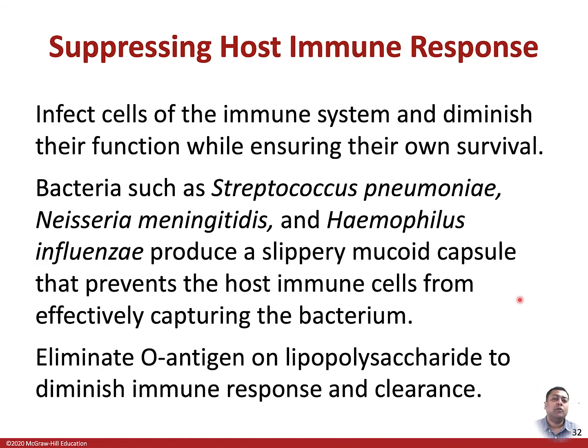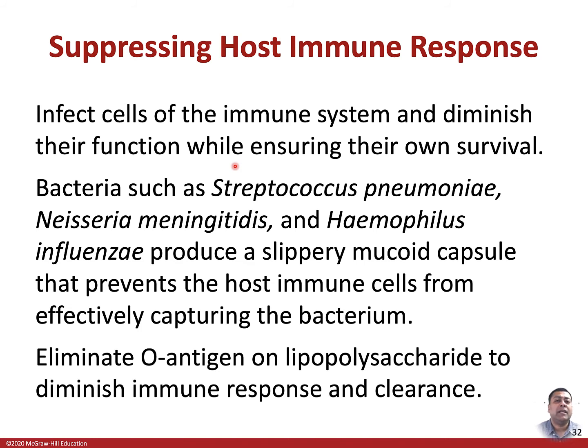The next one we are looking at is that these pathogens can also suppress the host immune response. And how do they do that? They infect the cells of the immune system and diminish their function while ensuring their own survival. Before going into these examples, we can just think about HIV. HIV directly attacks the T cells, particularly the CD4 T cells, which are helper T cells that actually help the immune system to activate. The activation of the immune system is done by a specific T cell, and HIV directly attacks those cells which are responsible for the immune system to work.